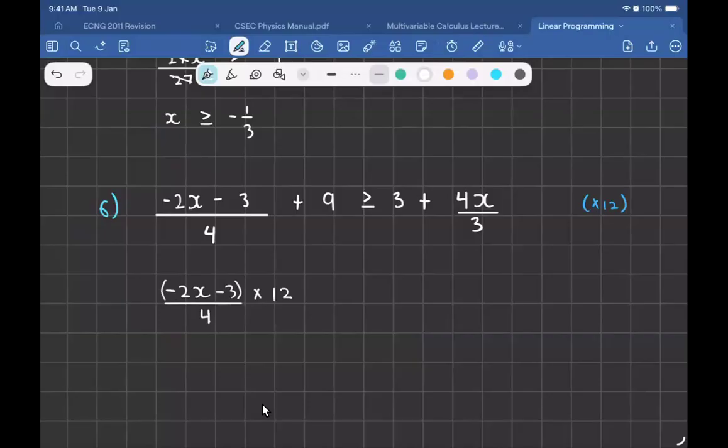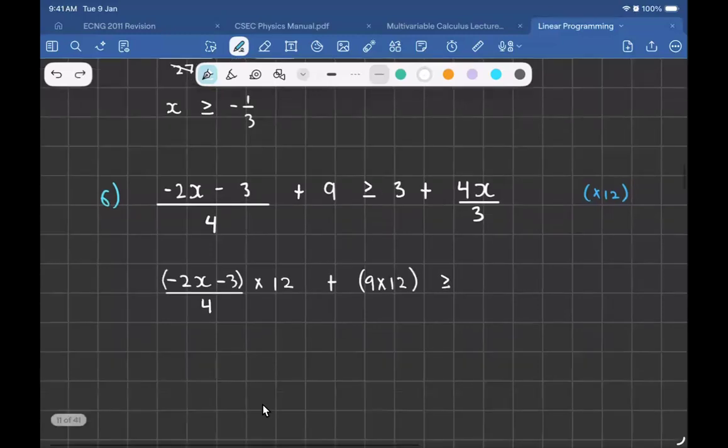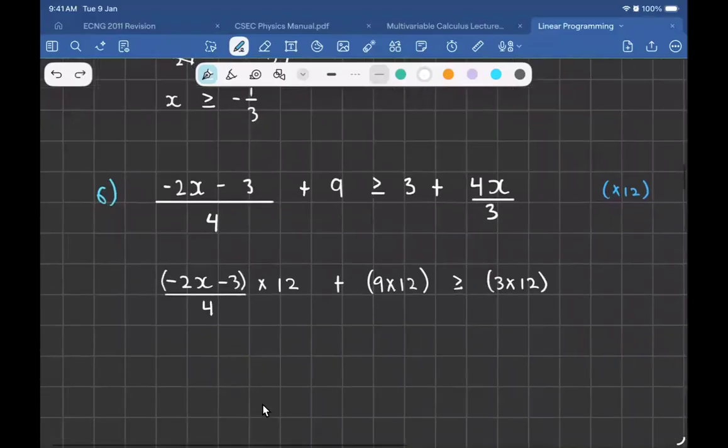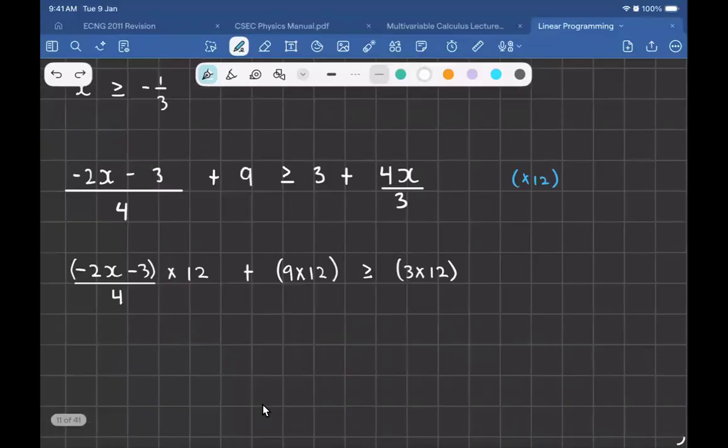Now, Perseus, if I do something in one place, I have to do it everywhere else. So you see this plus 9? I'm going to multiply that 9 by 12 as well. You see that 3 over here? I need to multiply that by 12 as well. You see this 4x over 3, I need to multiply that by 12 as well. And Perseus, you'll understand very fast why I'm doing this. And we hear the fractions? Yes. Okay.